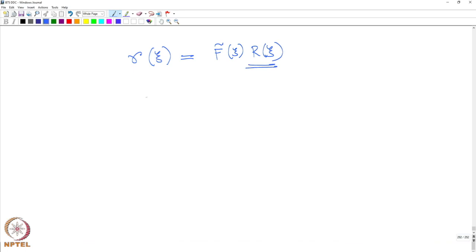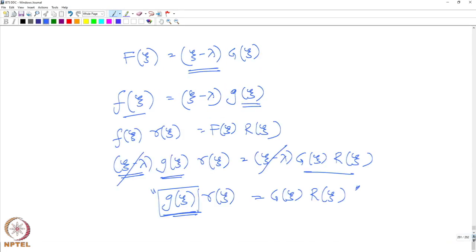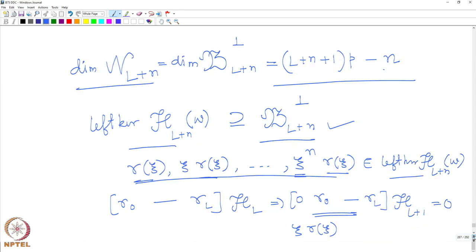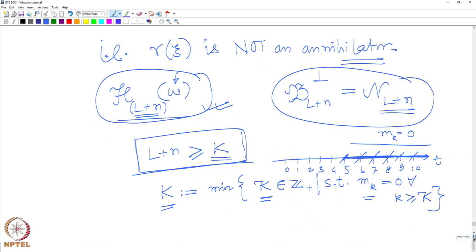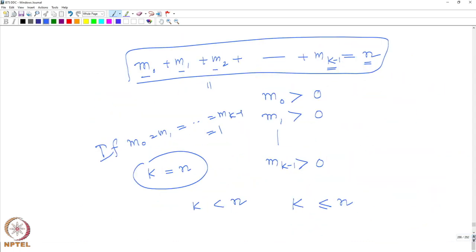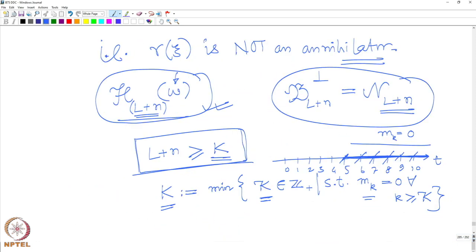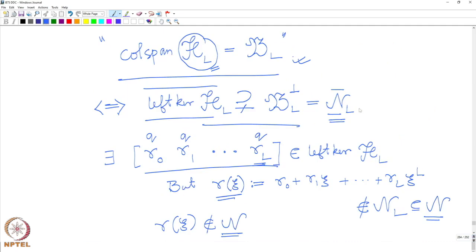Why? Because that means R(ξ) is an annihilator. But what did we start with? We started with the fact that R(ξ) is not an annihilator. So, when this strict inequality is there, that means R(ξ) is not an annihilator. That is how we started.